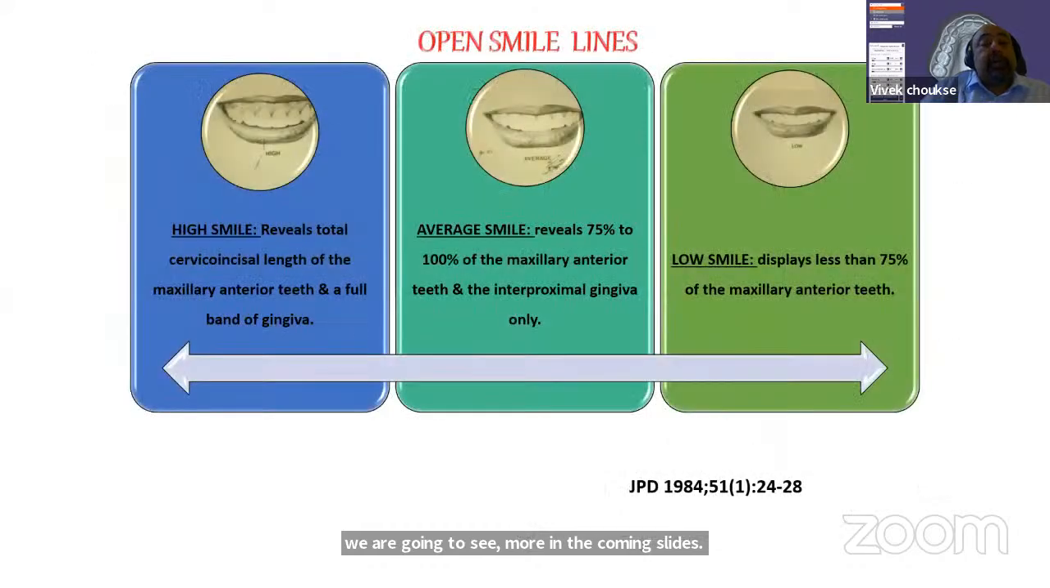So let us discuss the different smile lines. The smile line can be divided into a high smile line, average smile line, and low smile. A high smile reveals the total cervicoincisal length of the maxillary anterior teeth and a full band of gingiva, sometimes giving the notion of a gummy smile. An average smile reveals 75 to 100% of the maxillary teeth with only 2 millimeters of gingiva, whereas the low smile displays less than 75% of the maxillary anterior teeth, with no gingival display.